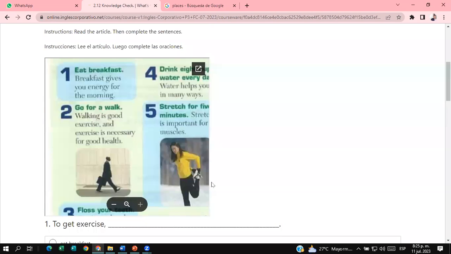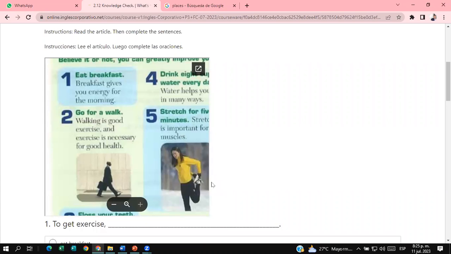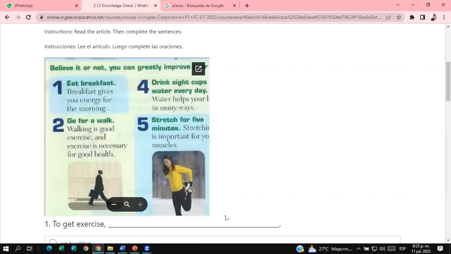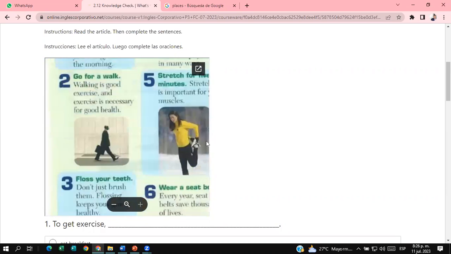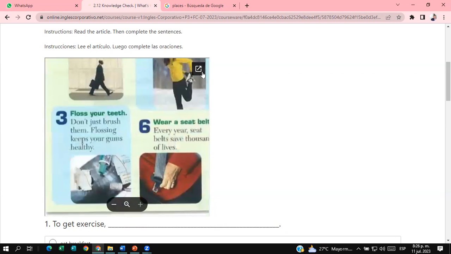Number one. Eat breakfast. Breakfast gives you energy for the morning. Thank you. Nelson, number two. Go for a walk. Walking is good exercise, and exercise is necessary for good health. Amalia, number three. Floss your teeth. Don't just brush them. Flossing keeps your gums very healthy.